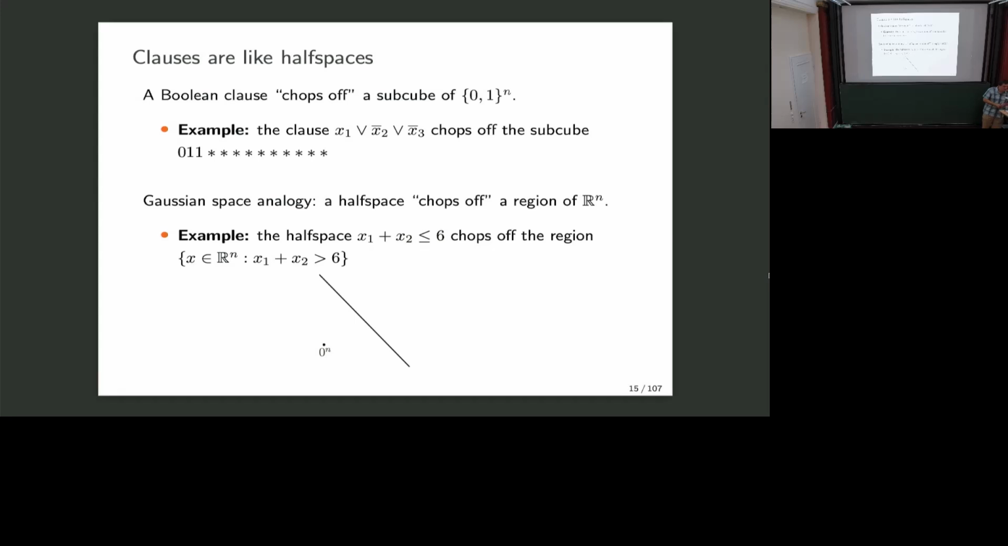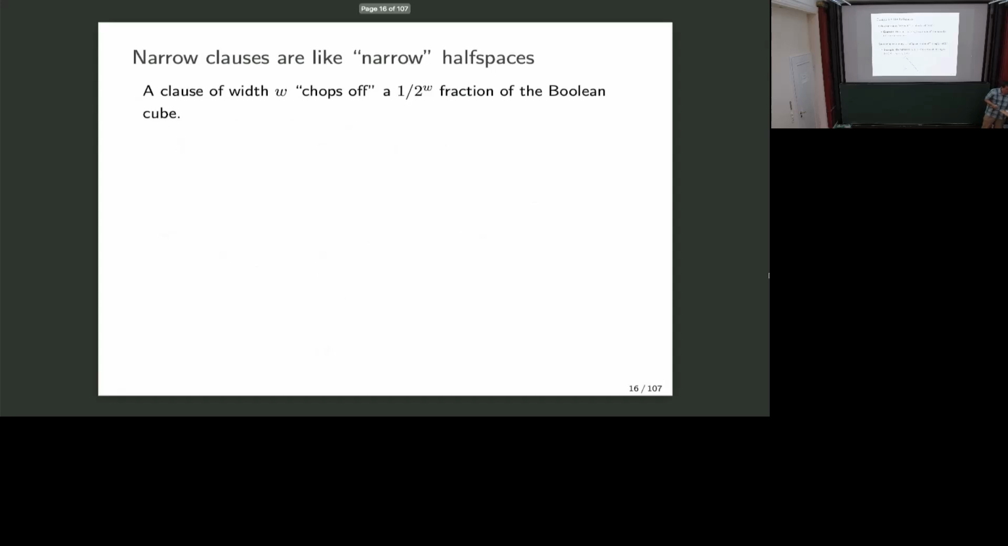So in Gaussian space, the continuous domain, we can very naturally think of a half space as chopping off a region of R^n. So this is the first of many outstanding illustrations we'll see in the talk. I've drawn a half space for you here, and you can see it's chopping off the points in the top right corner. Those would be eliminated if you had a half space like this as part of your analogous object to a CNF. The analogous object will be an intersection of half spaces. Okay, so let's push the analogy a little further.